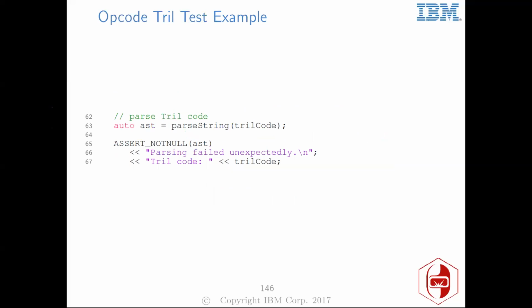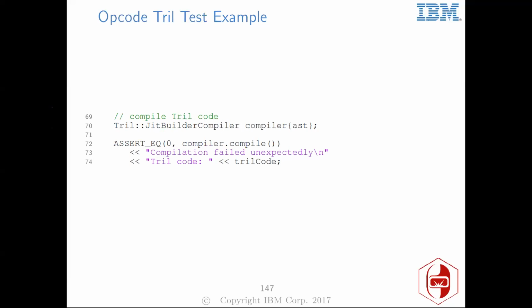Next, we are going to parse the code we just generated. This, of course, means the code that has the specified opcode name. And we are going to assert that parsing succeeds. And in the case that it doesn't, we're also going to print out the Tril code we attempted to parse, just in case we might have a chance at figuring out what went wrong by eyeballing the code. May be helpful, maybe not, but we'll have it there in case we need it.